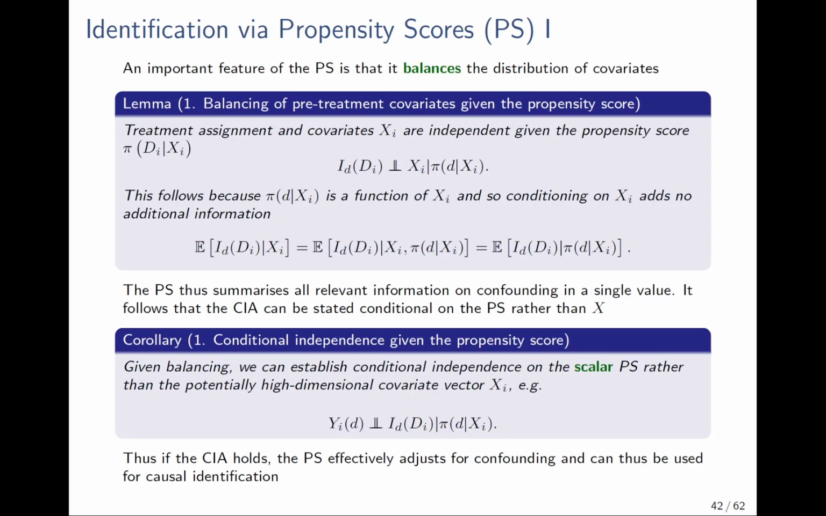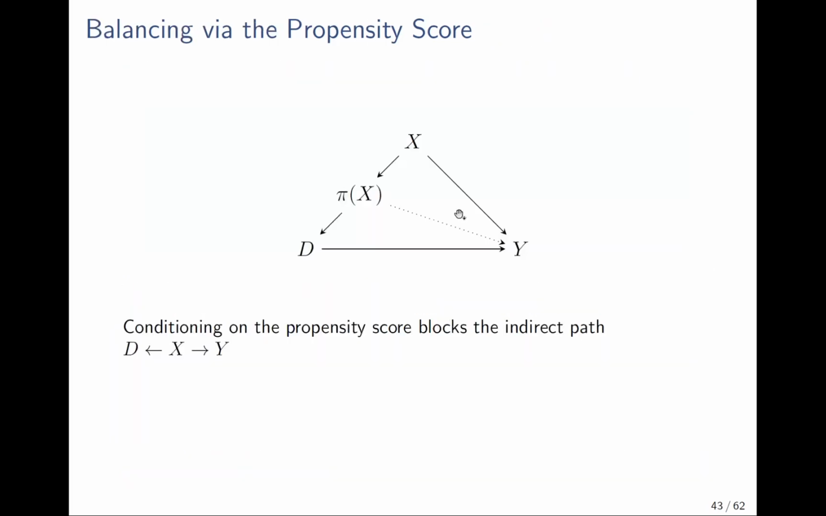Thus, if the conditional independence assumption holds on x, then it holds on the propensity score, and the propensity score effectively adjusts for confounding and can be used for causal identification. And again, you see that in the DAG here. Rather than worry about the causal path from x to d to y, we can now worry about the causal path that goes from d via the propensity score to y. This is treated as a parent of both d and y, and in that case we don't have to worry about x. So conditioning on the propensity score is blocking that indirect path and forming a new path via this route here.